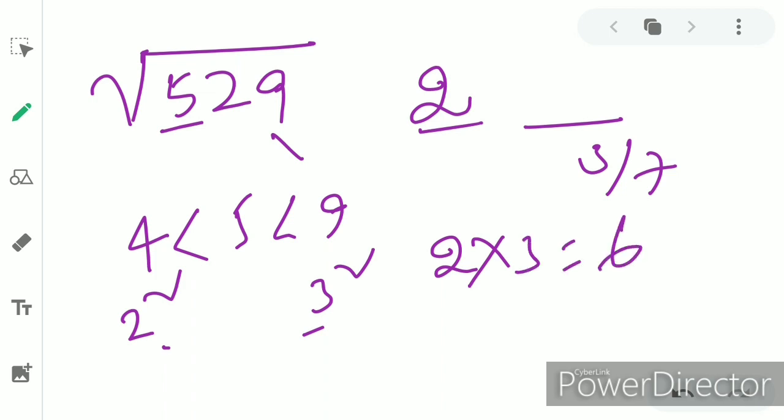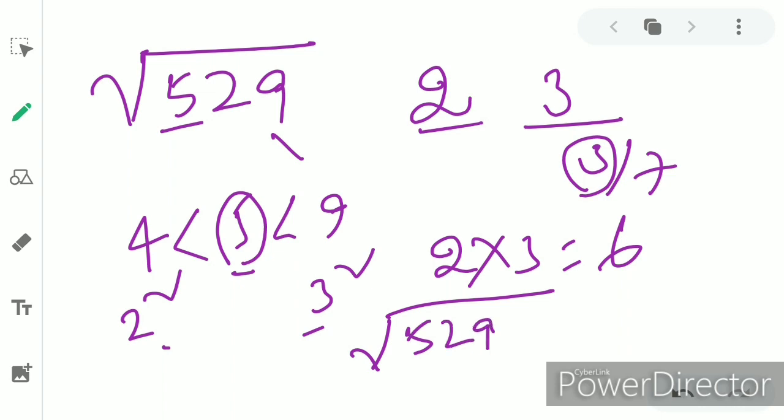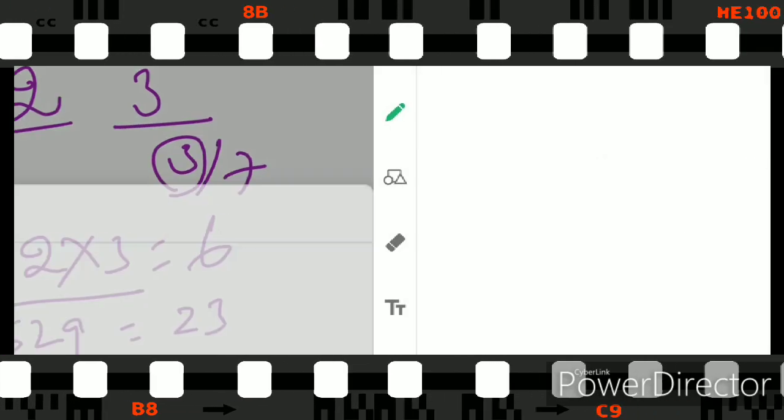Now there is a rule here. If the number is greater than or equal to the product, say 5 against 6, then choose the bigger digit for the units place. If it is smaller, choose the smaller digit. Since 5 is smaller than 6, choose 3 for the units place. Therefore, square root of 529 is 23. Correct? Now let's take another example.